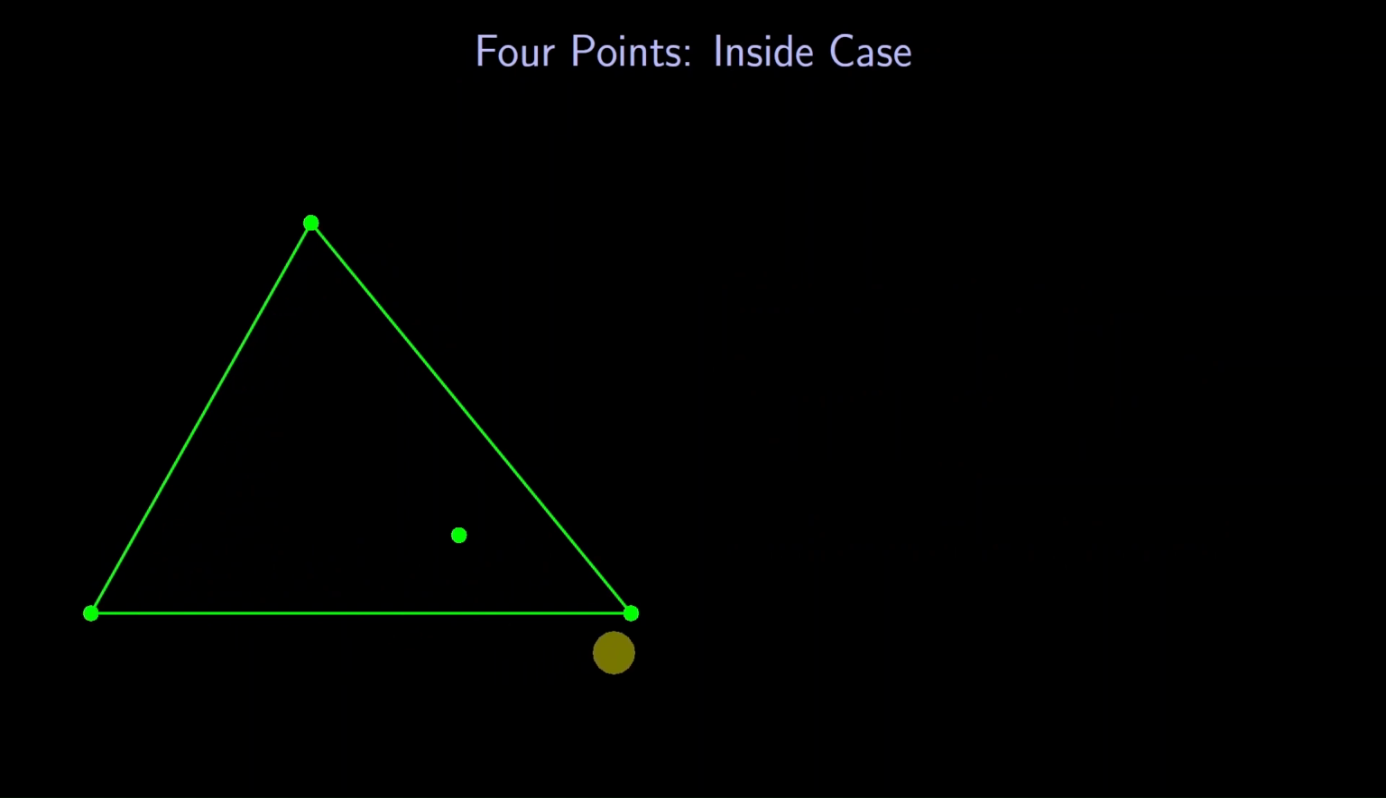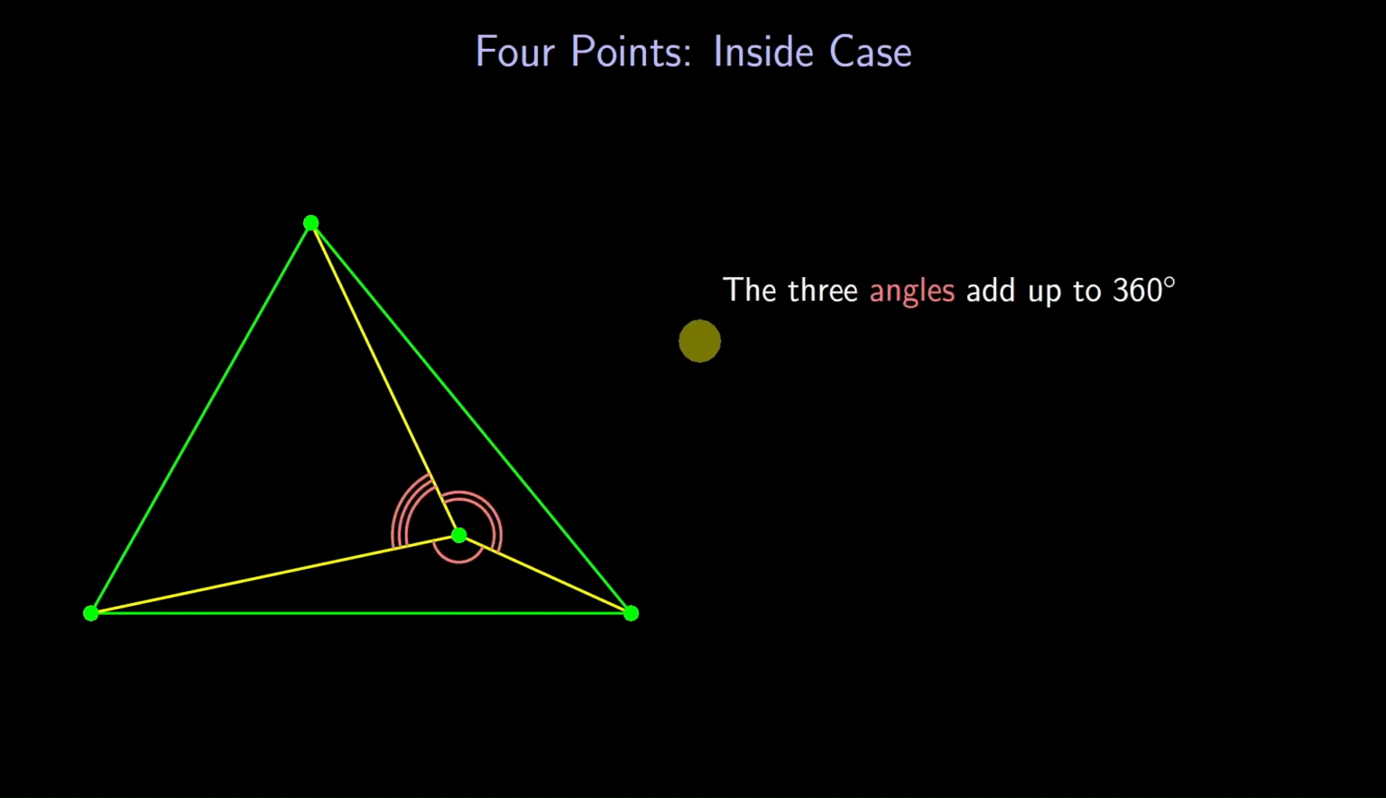Here's the inside case. Let's draw segments from the inner point to the outer points. Now let's look at the angles around the inner point. What do those 3 angles add up to? Yes, 360 degrees. We're going around a circle. So the average of the 3 angles is 120 degrees. What does that say about the biggest angle? It has to be at least 120 degrees, meaning it's obtuse. In the picture, the bottom angle looks to be the biggest, and it is obtuse.